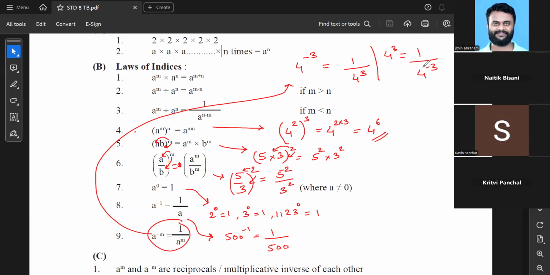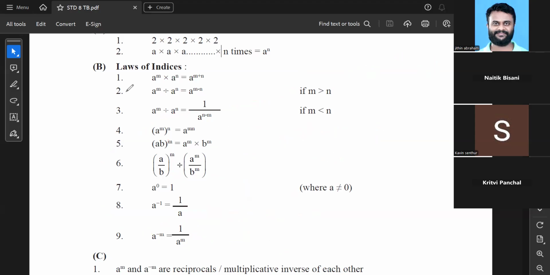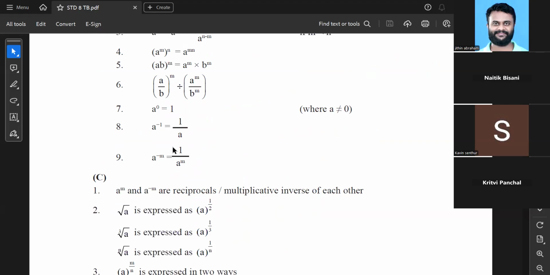So now we are very well aware of the laws of indices. These are the laws we are supposed to follow while we solve the problems. One thing you should remember: there are certain things we should keep in mind. 0 upon 0 is generally not tolerated. We never do 0 upon 0, and 0 raised to 0 is also not tolerated. So 0 raised to any number is okay, but 0 raised to 0 is not allowed.